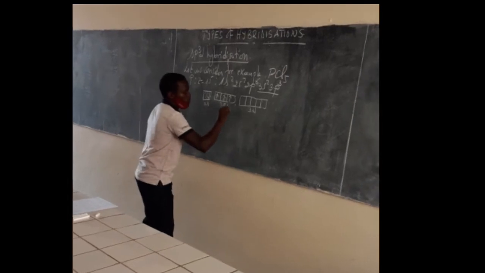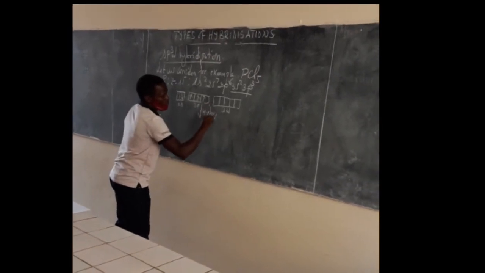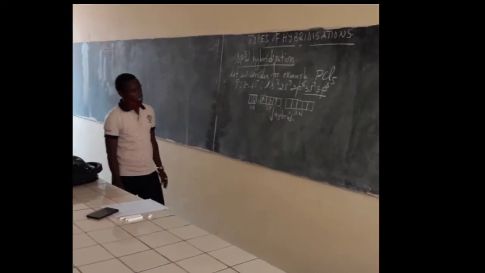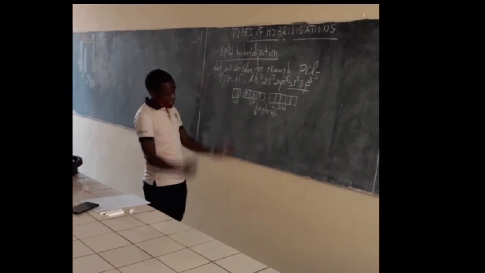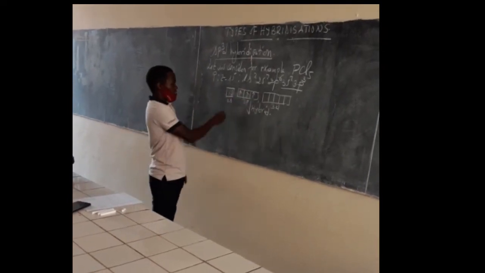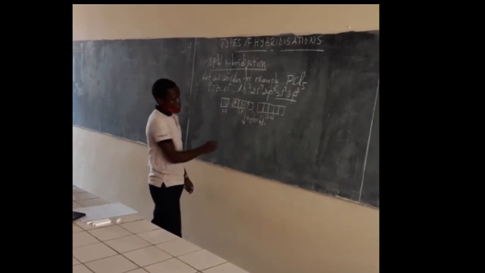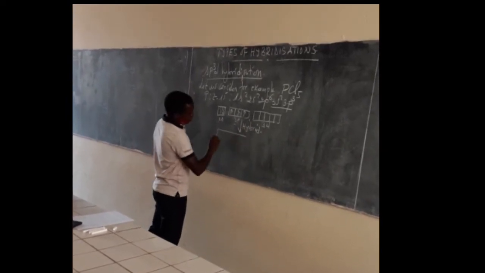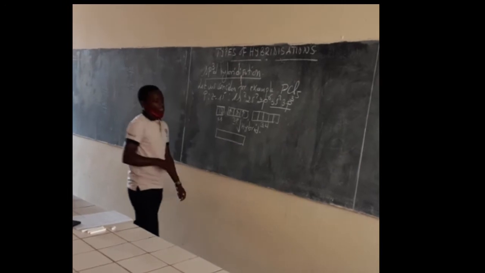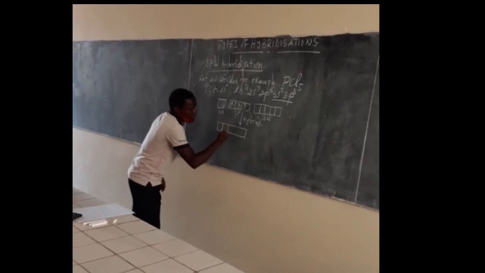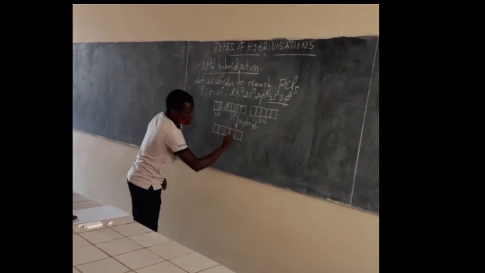This is what you call hybridization, the mixing of orbitals of different types, but the condition is they must come from the same energy level. In this case, you have energy level number 3. Then, after hybridization, there is a formation of the hybrid orbitals. And those hybrid orbitals are about 5.